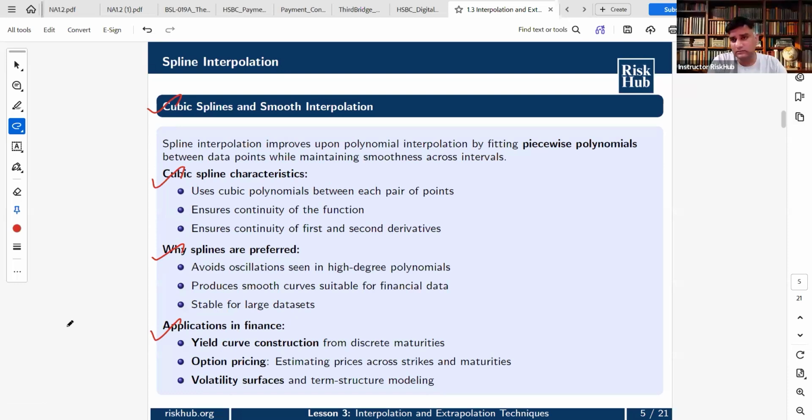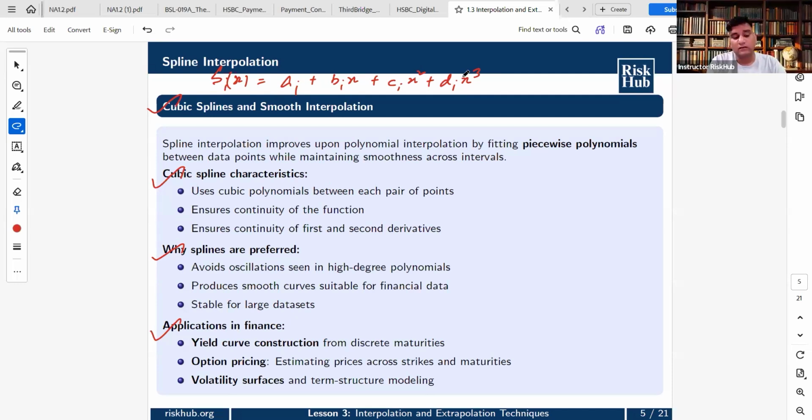Spline interpolation solves the problem of using one big polynomial. Instead of fitting one global polynomial, splines fit piecewise polynomials. That means using a smaller curve between each pair of data points to connect them smoothly. A cubic spline uses a cubic polynomial between points. A cubic polynomial has the form S i of x equals a i plus b i x plus c i x squared plus d i x cubed.